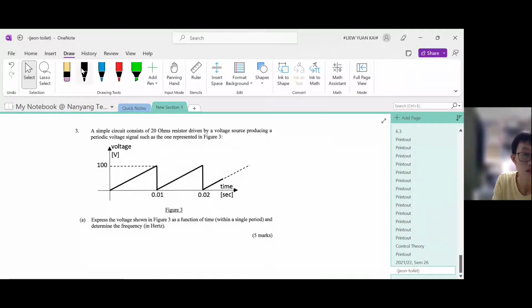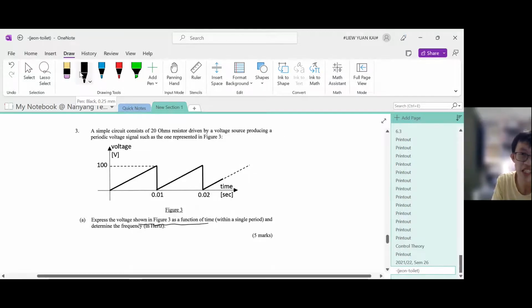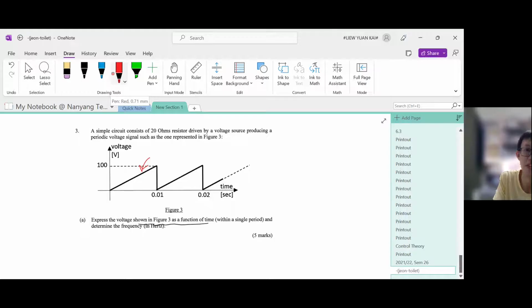Okay, so question 3. Express the voltage in figure 3 as a function of time. So what does this question mean? It just means find the equation that describes this line. Find the equation of this straight line. So this is pretty secondary school stuff already, right?